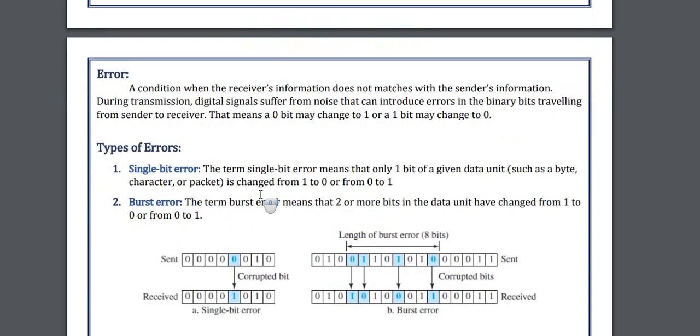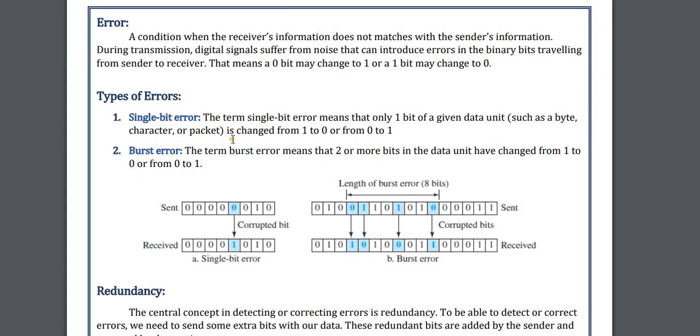There are two types of errors. One is the single bit error. If you have one bit error, it is known as a single bit error, and a burst error is when there are several bit errors. So this is the diagram of a single bit error, and this is the diagram of a burst bit error.